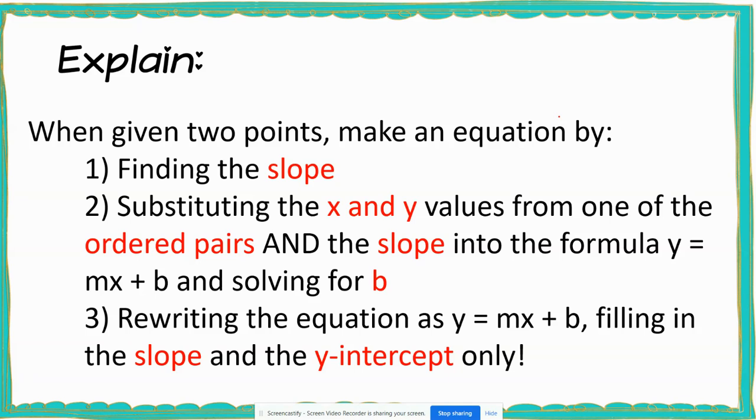The good thing about these is that you're given 2 ordered pairs. So when you're given that, you don't even have to have the equation to actually graph it. You can graph just the ordered pairs that you are given. But in order for you to know the equation or the y-intercept or the slope, you need to do these steps.